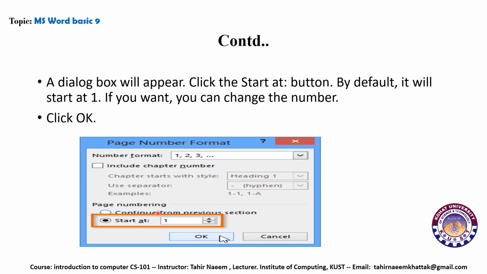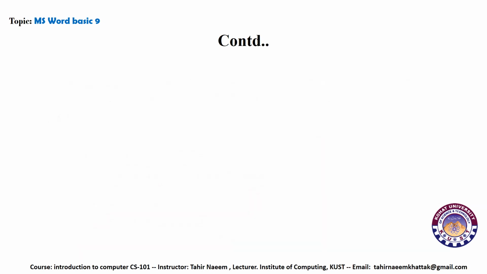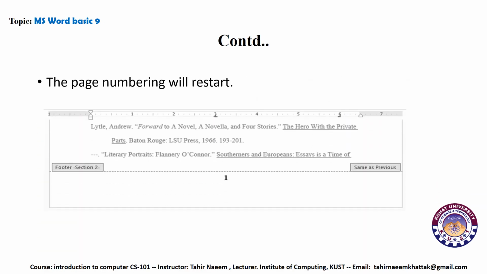Here we can also include chapter numbers. The page number will be restarted. As you can see, page number 27 is replaced with page number 1, and the subsequent pages will contain 2, 3, 4, while the previous page numbers will be discontinued.